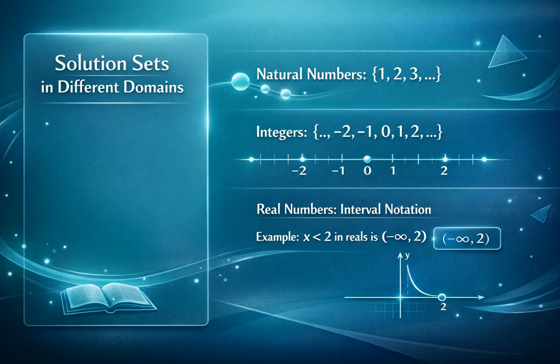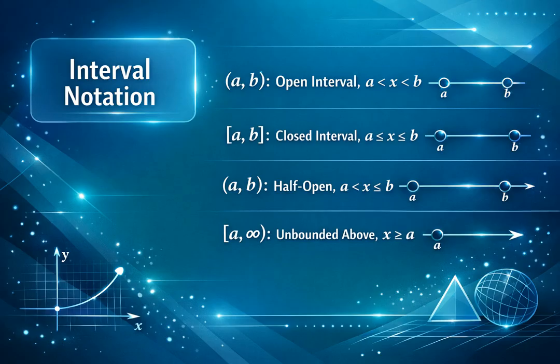Solution sets depend on what domain we're working in. In natural numbers, solutions are positive integers like 1, 2, 3. In integers, we include negatives and 0. In real numbers, we use interval notation. For example, x is less than 2 in real numbers is written as the open interval from negative infinity to 2. Interval notation is a compact way to write solution sets.